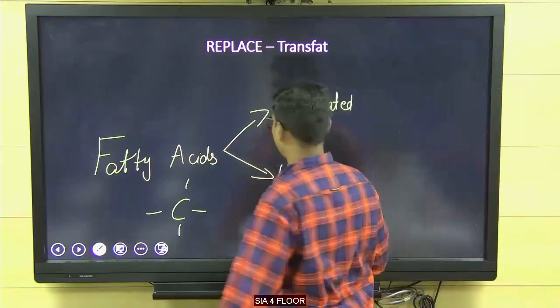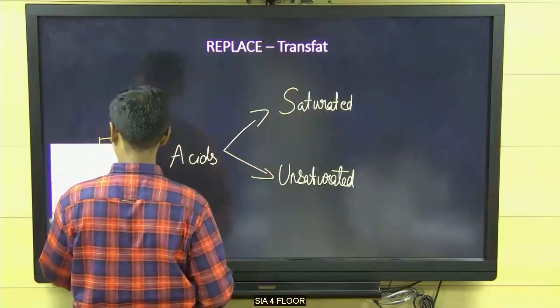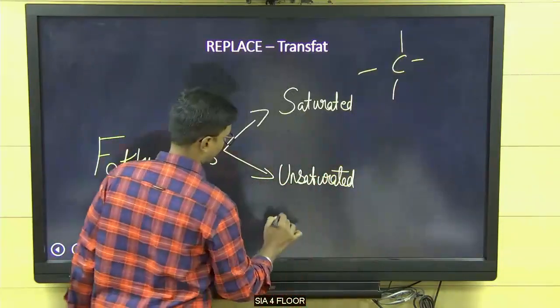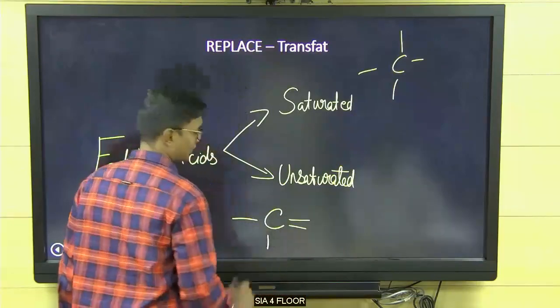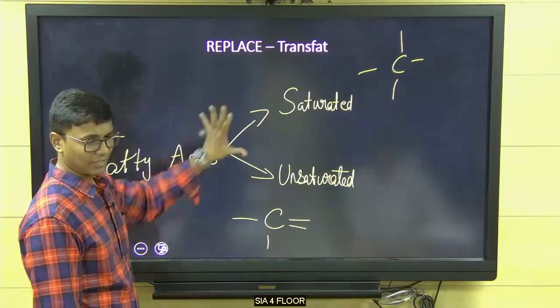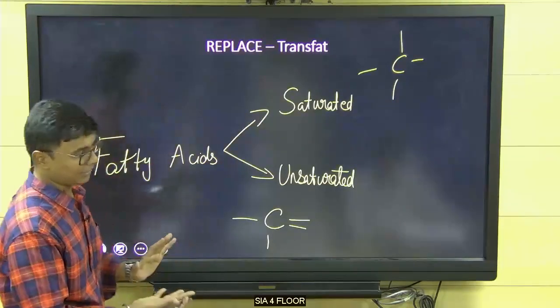For example, if carbon is like this, it is saturated. If carbon is like this, it is unsaturated. The most preferred one is unsaturated fatty acids. Saturated fatty acids are not good for health. Right now, we are trying to cut down the saturated fatty acids.